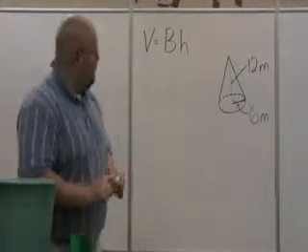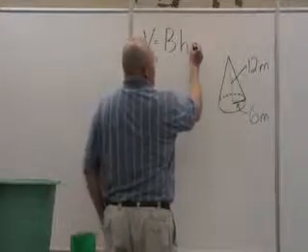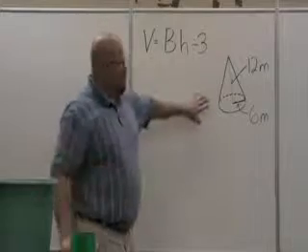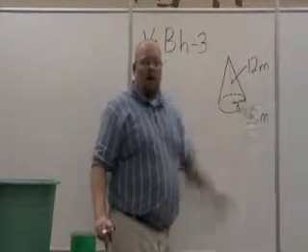Now, let's do an example. We said we have the area of the base times the height. Because this is a cone, we are going to divide by 3. Here's our example cone. We have a radius of 6. We have a height of 12.